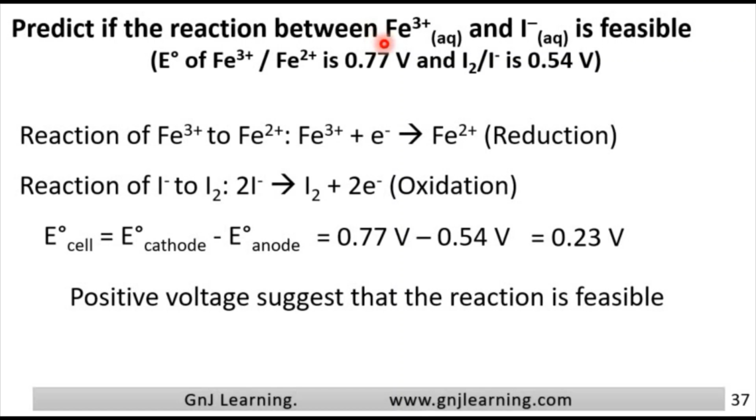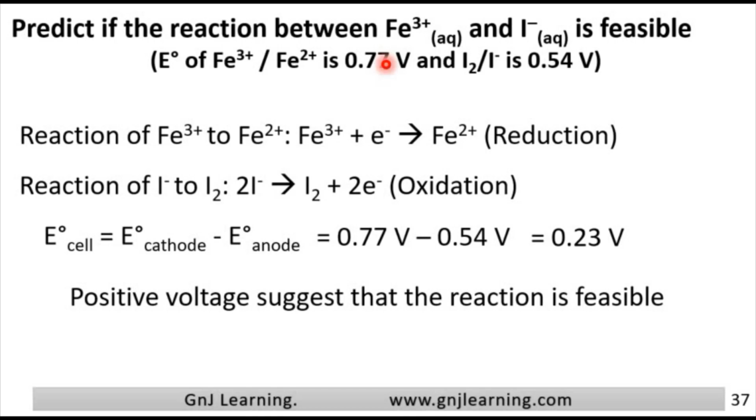So Fe3+ must have higher E0 value, and look into the values that they have provided. Fe3+ has a higher value. That means if Fe3+, the oxidized part, is having higher value, definitely E0 cell will be positive. So you don't have to do all these steps. Just looking into it, you can verify whether the reaction is feasible or not.